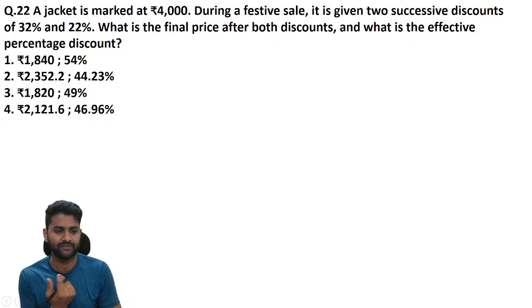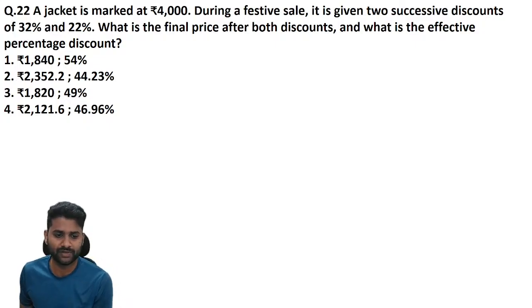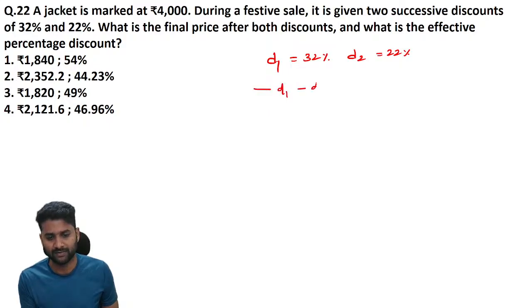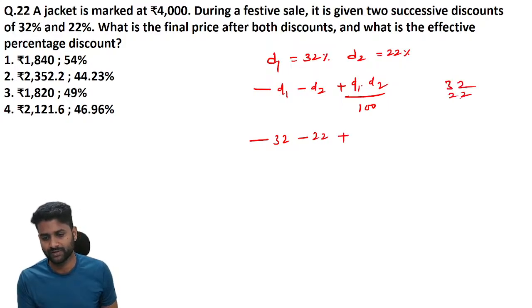See this question. If a jacket is marked for 4,000 rupees during the festival sale, it is given that two successive discounts apply. Discount 1 is 32% and discount 2 is equal to 22%. Find the final price after both the discounts and the effective percentage discount. Find the effective discount: D1 plus D2 minus D1 into D2 by 100. So this formula is applicable for only two discounts.